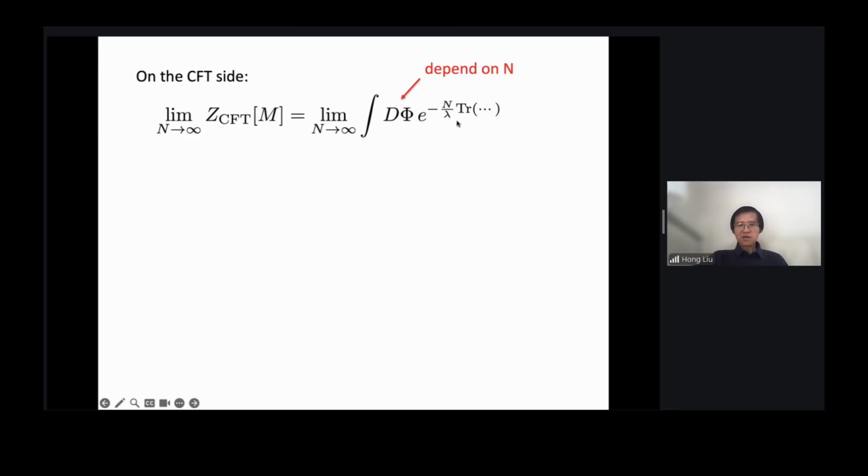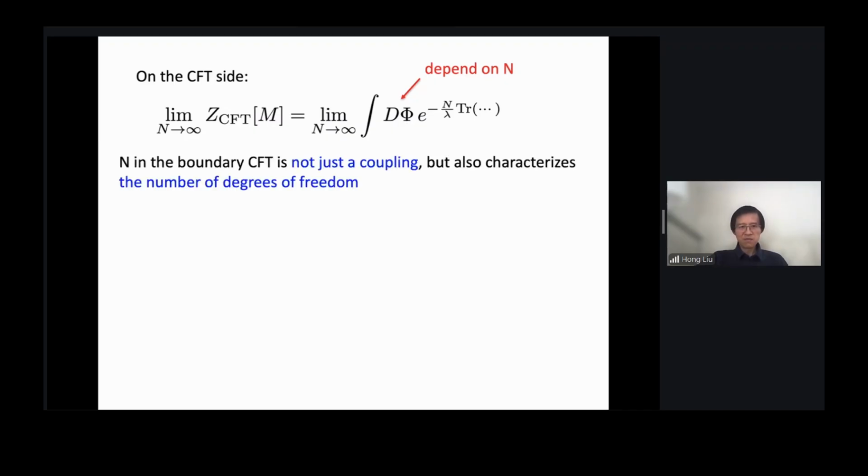Okay, so this CFT partition function, when you take the n to infinity limit, actually depends on n in a highly non-trivial way, which is not in the standard Picard-Lefschetz form that gives you a trans-series. It's just not of that form. So n in the boundary CFT is not just a coupling, but also characterizes the number of degrees of freedom, coming from the rank of the gauge group.